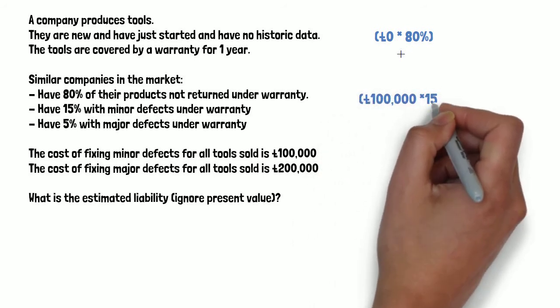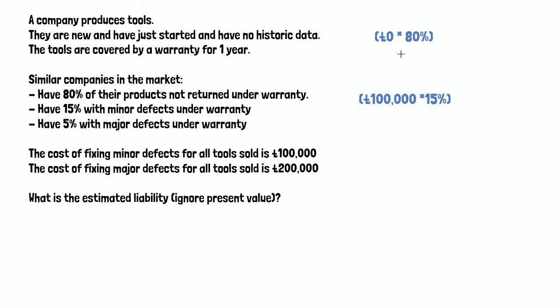Next, 15% of products may have minor defects under warranty. Now, the total cost of replacing all tools because of minor defects is £100,000. So what we have to do is take that 100,000, but prorate it to the population that is expected to have a minor defect, which is 15%. So we go £100,000 times 15%, which is £15,000.